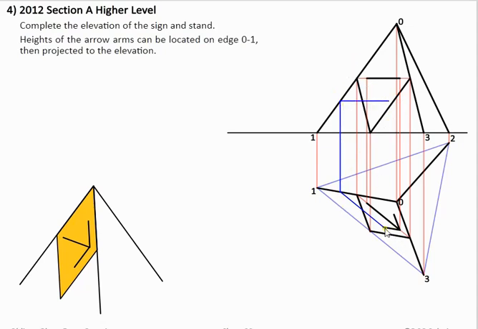Now we know that this point here can be brought straight up. That gives us our point here. Now we'll do the same method for the top line. Bring this line up, and that's our directional arrow found.